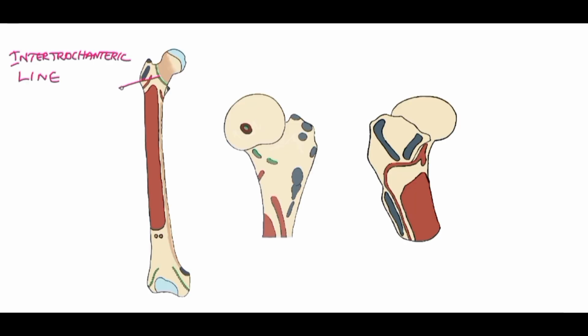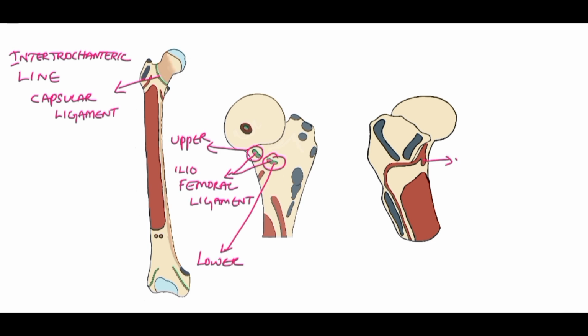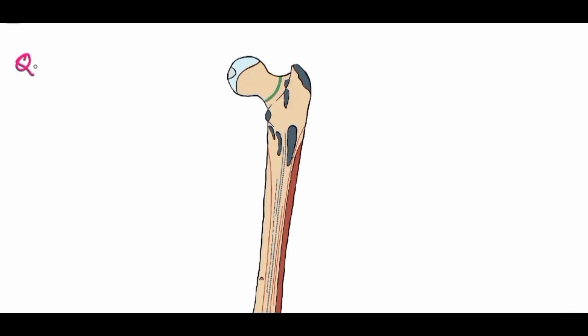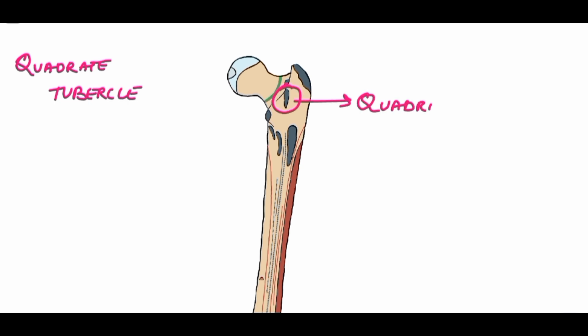Intertrochanteric line. Capsular ligament of the hip joint is present. Upper band of the iliofemoral ligament in its upper part and lower band of the iliofemoral ligament in its lower part. Highest fibers of vastus lateralis form the upper end. Highest fibers of vastus medialis form the lower end. Quadrate tubercle: quadratus femoris muscle is inserted in the quadrate tubercle.